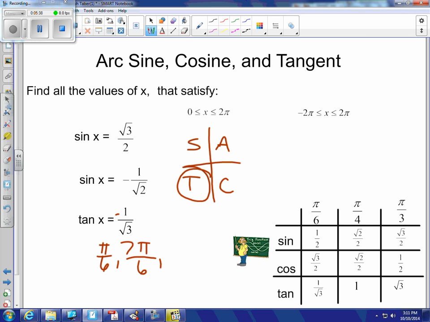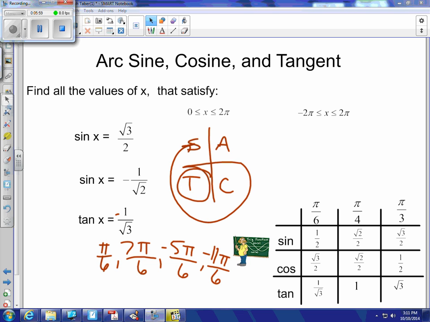Now, why don't you guys pause the video right now and try to find the negative angles, going the opposite way. What would that be? I'm going to pause the video myself and then give you guys the answers. And those are your answers. Hopefully you guys got it.